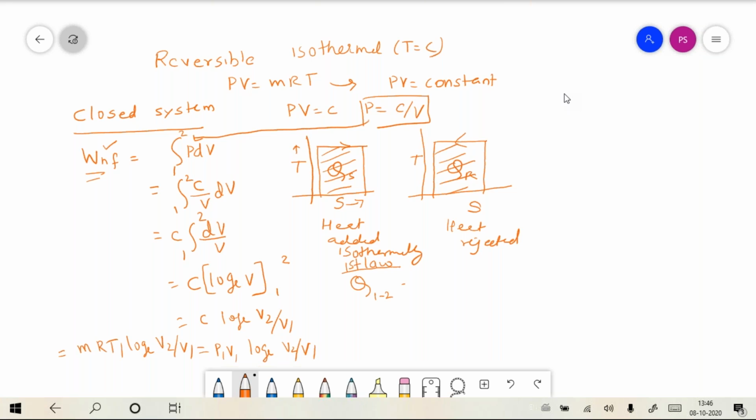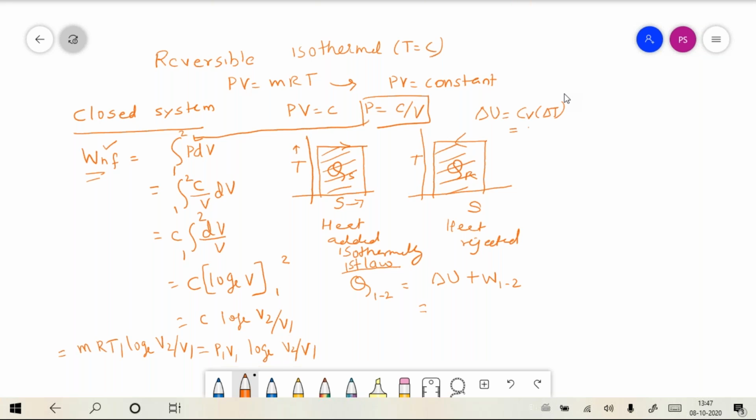Now the change in internal energy when the process is isothermal. From the definition of internal energy, delta U is equal to CV delta T. And because the temperature is constant, the change in internal energy is 0. So this becomes 0 plus W1 to 2. It means that when the process is isothermal, the expressions for work transfer and heat transfer in case of a closed system are the same. Okay, I hope it is clear to you.